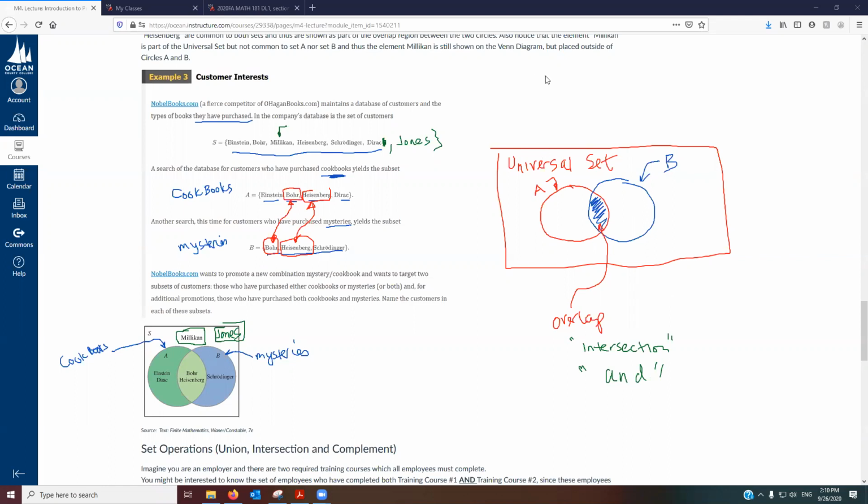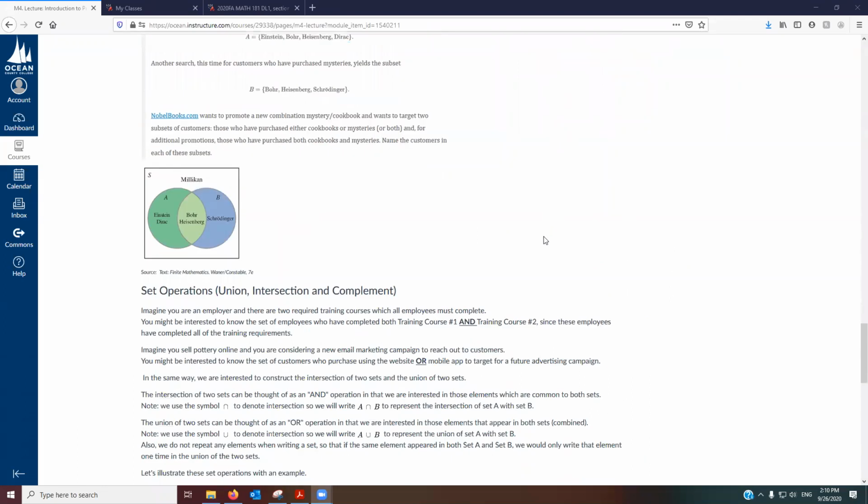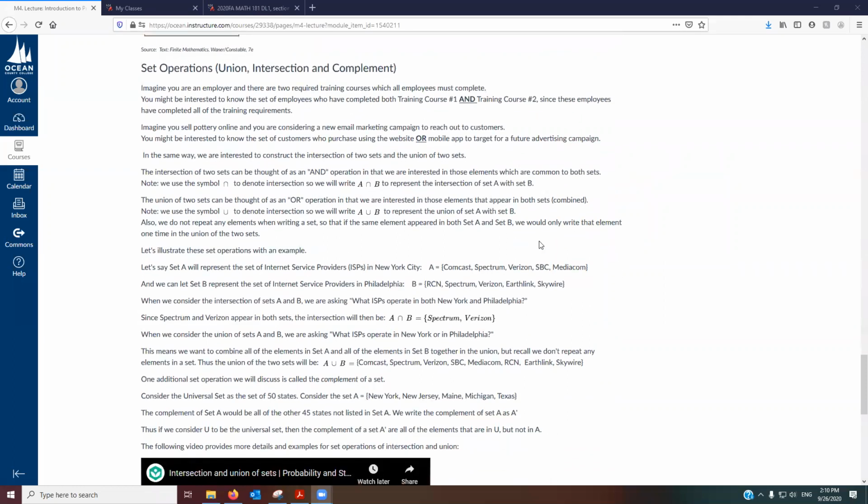Here's another set of operations we do on sets. We do operations called union, intersection, and complement. Let me talk about each one of these. You're going to do these examples in the WebAssign homework, but let's talk about them. Let's do a quick example. Let's say I have set A here. These are some different internet providers. And then I have set B here, a different set. So these are internet providers in New York City, and these are internet providers in Philadelphia.